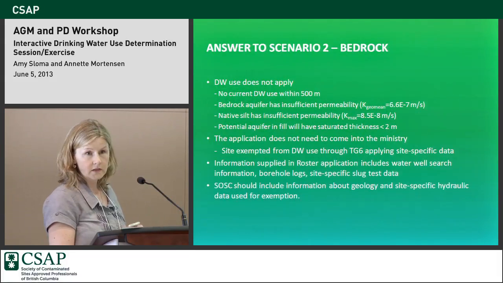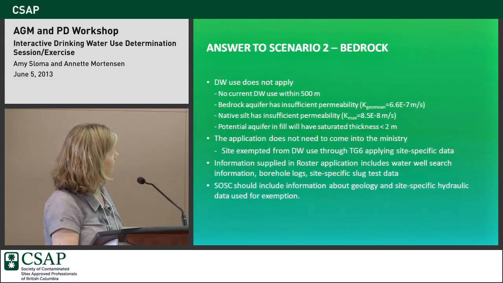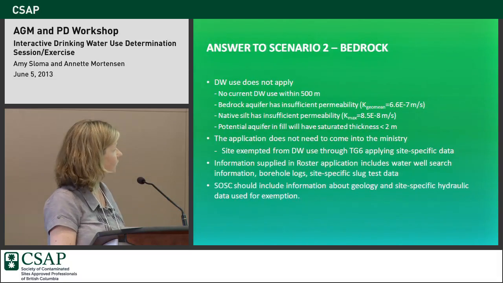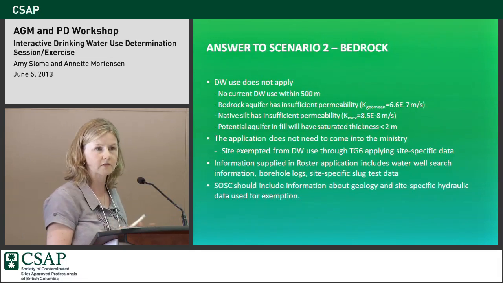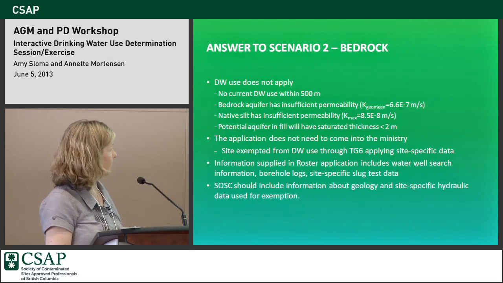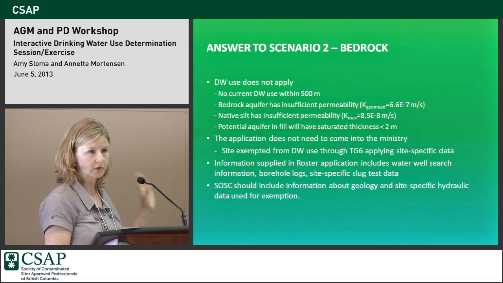We do not need to see this application. It can be exempted directly through TG6. So you include the information with your water well search, your borehole logs, your site-specific slug test, and your arguments for why drinking water use does not apply, and include that information in your summary of site conditions so that we can put it on our map.